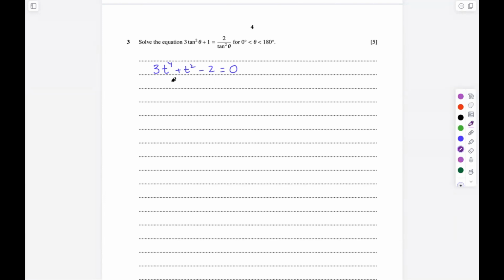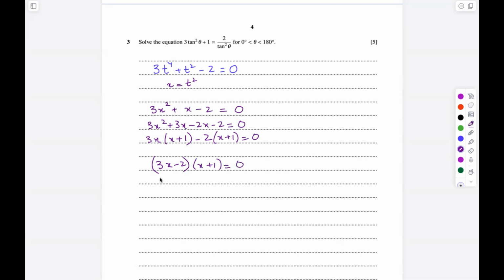Now we have an equation in terms of tan to the power 4 and tan squared. To simplify this, we can use a substitution where x equals tan squared theta. So this equation can be written as 3x squared plus x minus 2 equals 0. Factorizing this, we get 3x squared plus 3x minus 2x minus 2 equals 0. Taking 3x common, this becomes 3x times (x plus 1), and taking 2 common, minus 2 times (x plus 1) equals 0. So (3x minus 2)(x plus 1) equals 0, and the values of x will be 2 upon 3 and x equals minus 1.